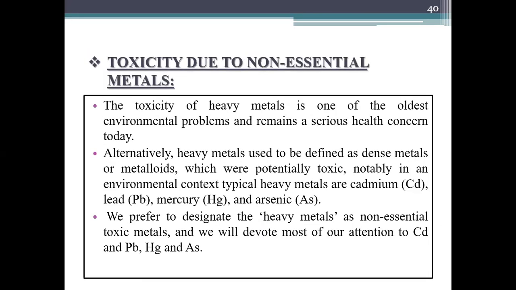Now, the further topic is toxicity due to the non-essential metals. The toxicity of heavy metals is one of the oldest environmental problems and remains a serious health concern today. Alternatively, heavy metals used to be defined as dense metals or metalloids which are potentially toxic, notable in an environmental context. Typically, heavy metals are cadmium, lead, mercury, and arsenic. We prefer to designate the heavy metals as non-essential toxic metals, and we will devote most of our attention to cadmium, lead, mercury, and arsenic.